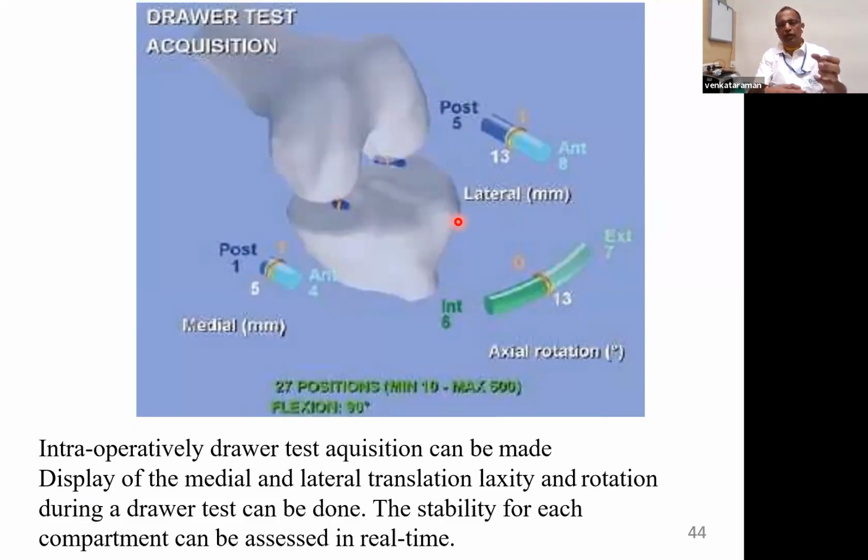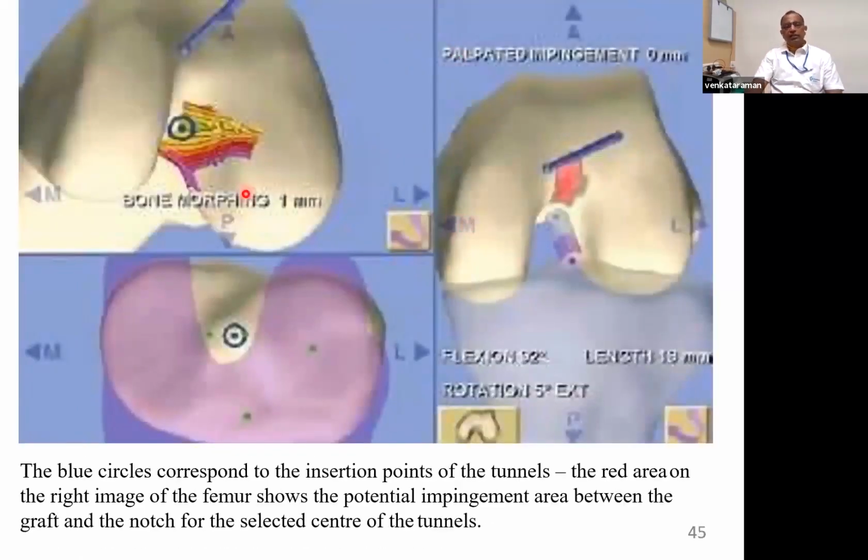Previously, we used to say grade 1, grade 2, and error can happen in the surgeon's intraoperative assessment. But here I have data. After that, I decide where to place my tunnel, and it is generated on the tibial model and the femur model. Now, this is what the red mark shows for this particular size graft.